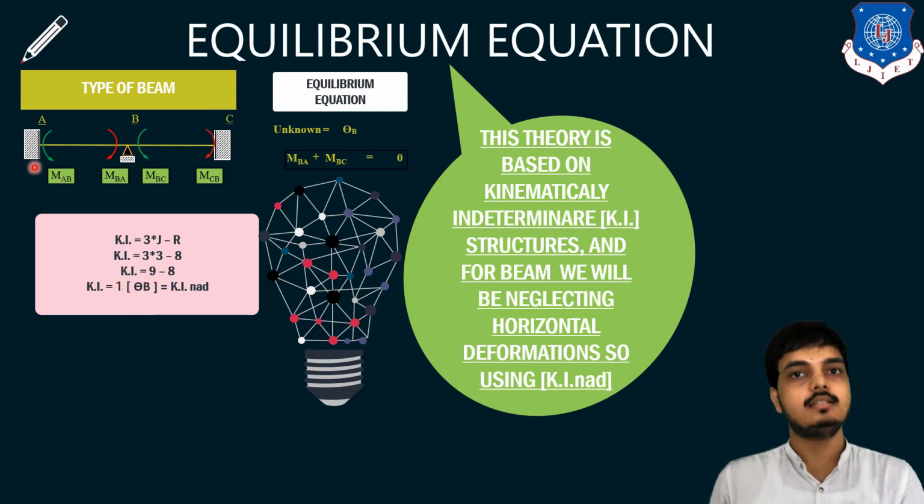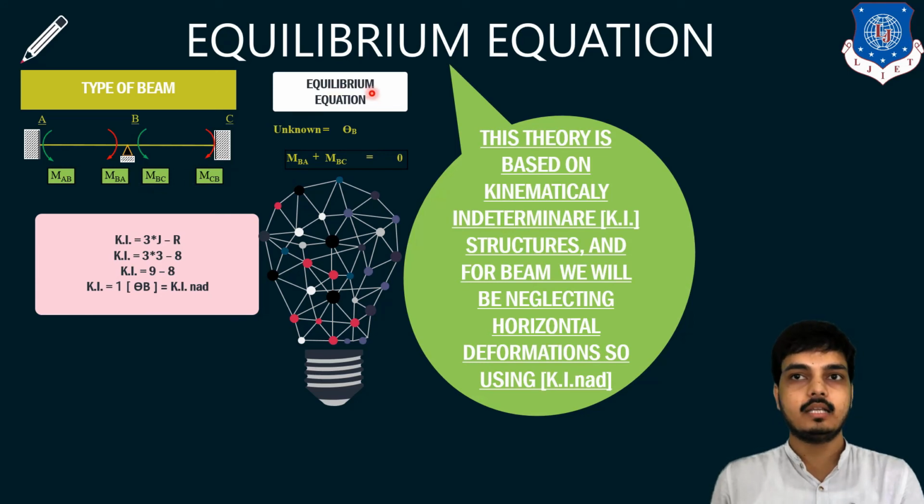You can directly see that fixed support resists everything. C support is fixed support, so it resists everything. But B support is a simple support, which resists only reactions which are vertical and horizontal and not a moment, which is theta. So that is my unknown. Here KINAD has been considered because there is no horizontal unknown. We will be looking ahead in the next type of beam.